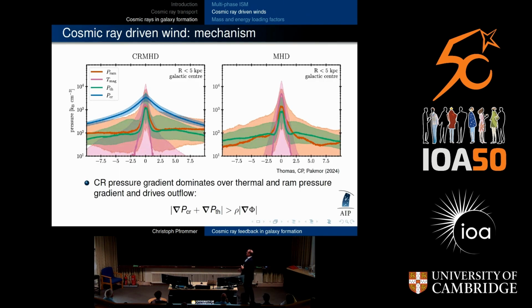Why? Well, because their pressure gradient can exceed the thermal and the ram pressure and drive the gas out to large heights. And the nice thing about cosmic rays, they don't cool that fast. Therefore, they can basically constantly energize the wind as they rise in the galactic potential.